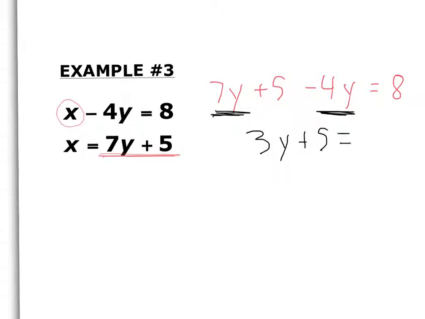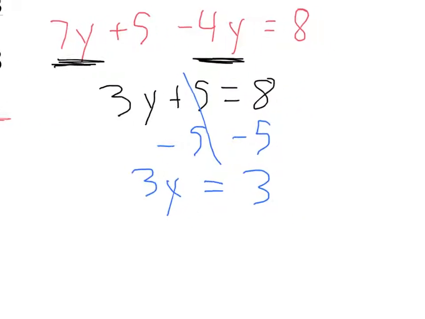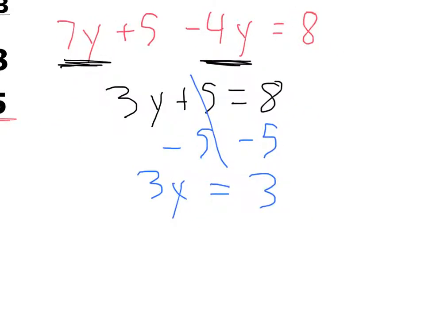Plus 5 equals 8. Okay, and then we just have a basic two-step equation. We know how to solve those. So undo addition with subtraction. So our 3y equals 8 minus 5, which is 3. Okay, now last step, we have to undo our multiplication with division. And our y ends up equaling 1.